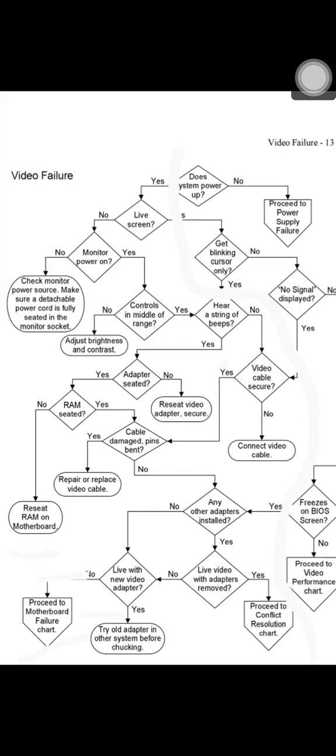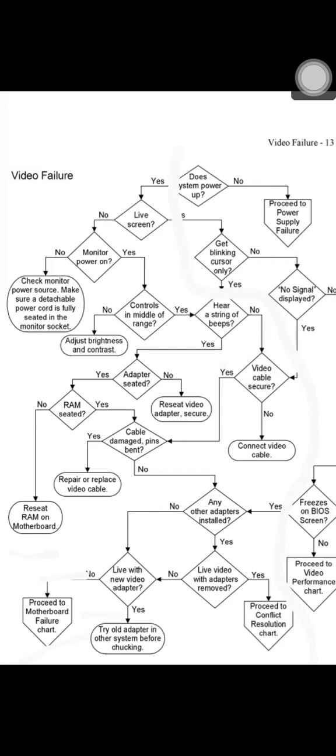Controls in the middle of range is about making sure that the manual brightness and contrast controls on the monitor are set somewhere in the middle of the range. If yes, proceed to hear a string of beeps. Here, a string of beeps means you should hear one or two beeps when the system turns on and passes its POST, or power on self-test. If no, proceed to video cable secure. Video cable secure is making sure that the 15-pin signal cable is seated squarely on the video port. If no, connect video cable.